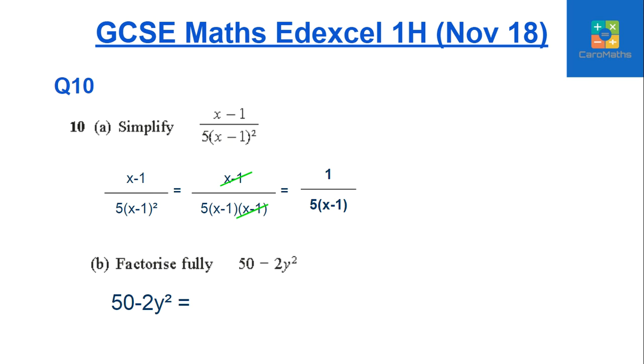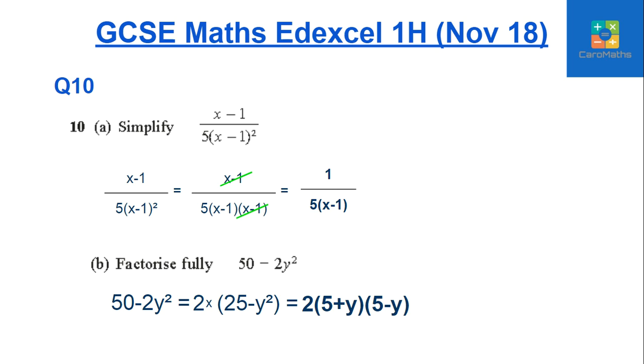So I would say 50 minus 2y squared equals 2 times (25 minus y squared). And that can then be factorized to 2 times (5 plus y) times (5 minus y), which is the final answer. Alternatively, you could have factorized it to (10 plus 2y) times (5 minus y), or (5 plus y) times (10 minus 2y), or even minus 2 times (y squared minus 25). But whichever middle step you take, you always need to factorize fully to the answer that I've got here.